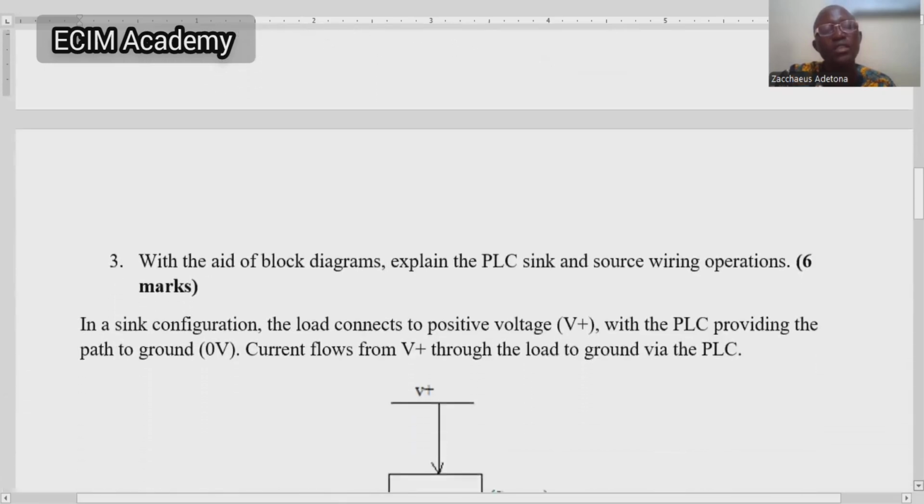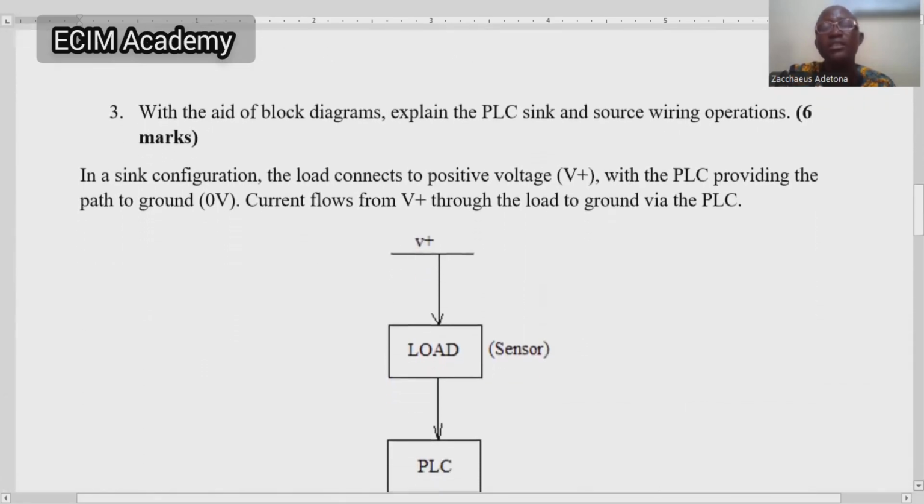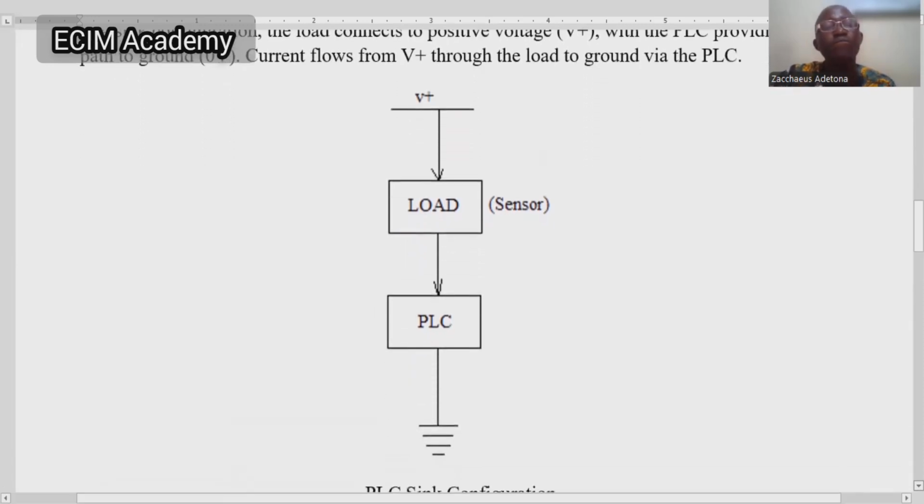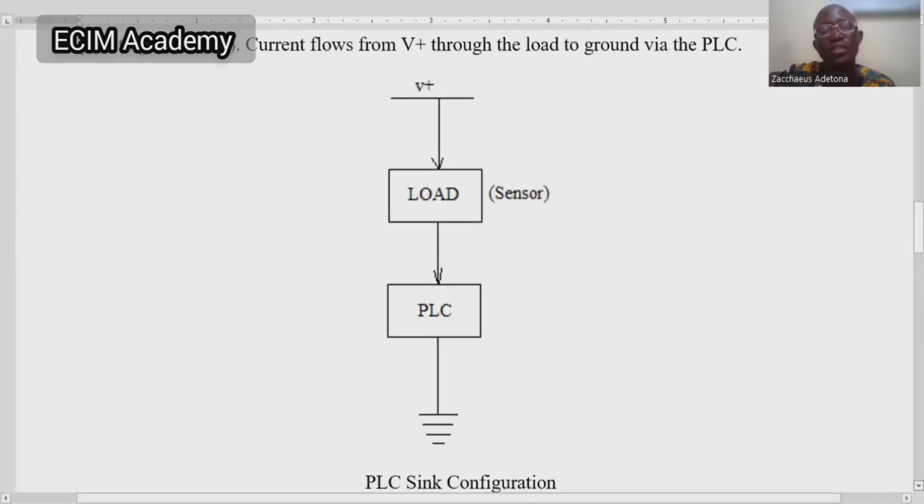The next one is PLC sink and source wiring operation. So we have used a block diagram to explain sink and source wiring operation. That's what we have here. First one is a sink operation. In the sink configuration, the load is connected to the power supply, and the load is supplying current to the PLC, which is subsequently connected to the ground.